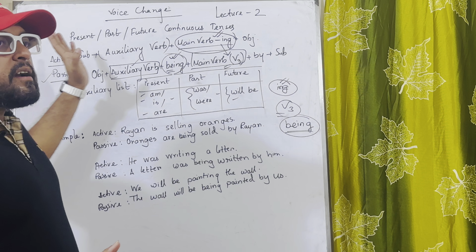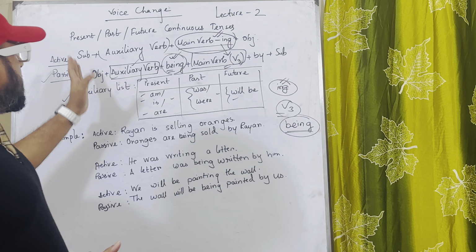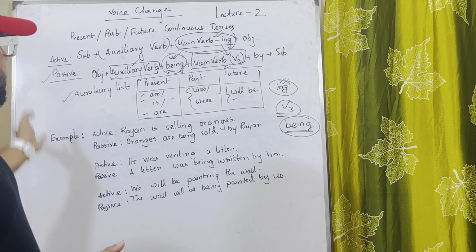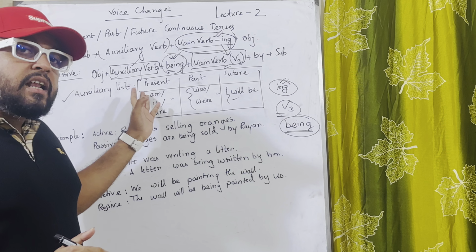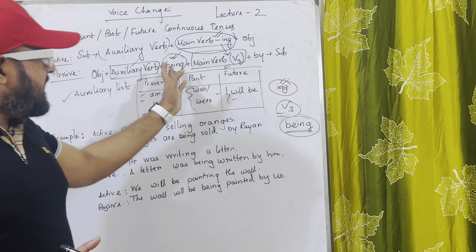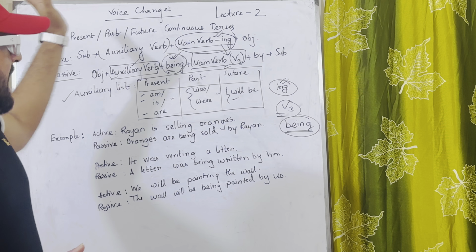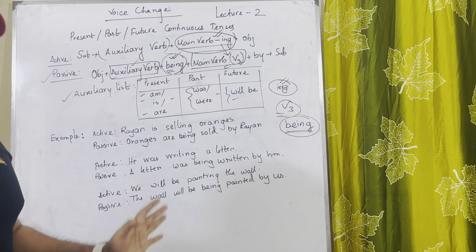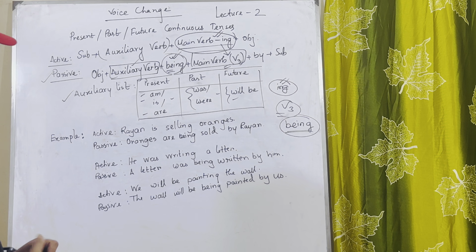So get back to our structure once again. The basic structure is subject, auxiliary verb, main verb with ing, and object. In case of passive: object, then auxiliary verb according to tense, then being in every continuous tense, and then main verb in V3 form, then by plus subject. That's it. Now let's take a look at some examples.